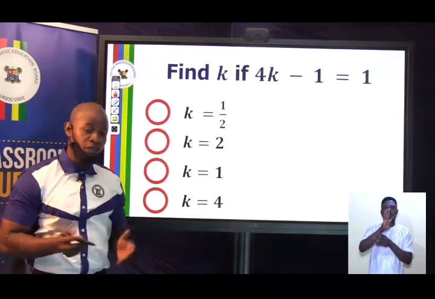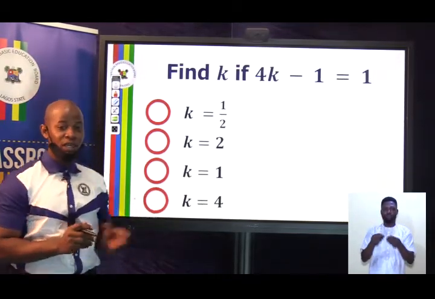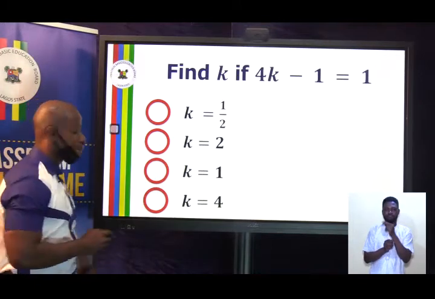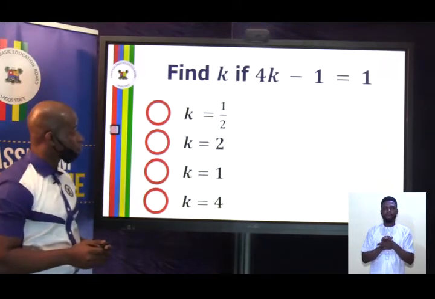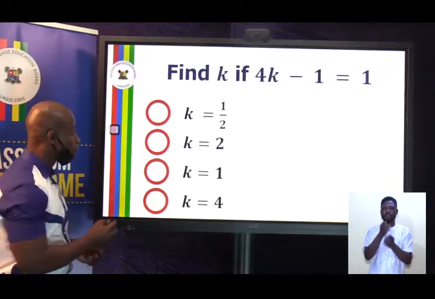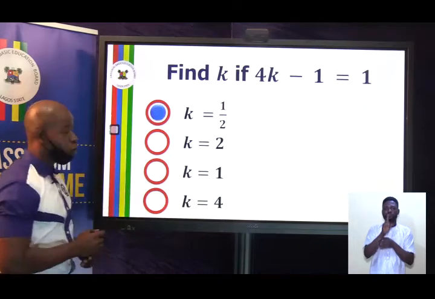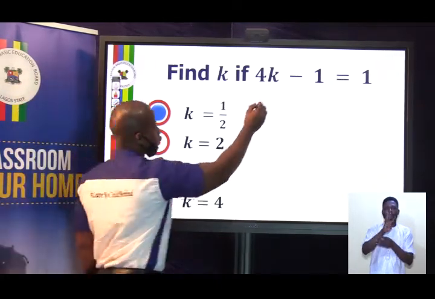Next question says 4k minus 1 is equal to 1. Work it out quickly and select an answer from here. You should have your answer right about now. The correct answer should be 1 all over 2. So let's just see how that is worked out quickly.